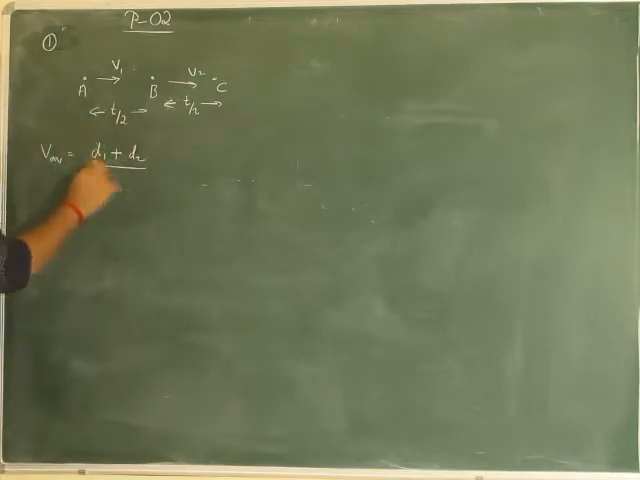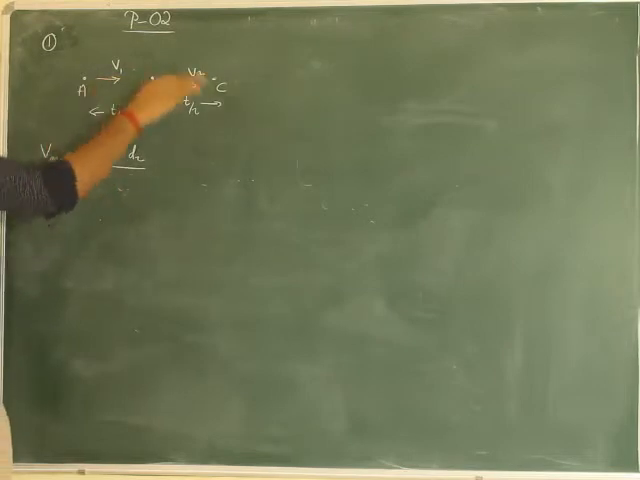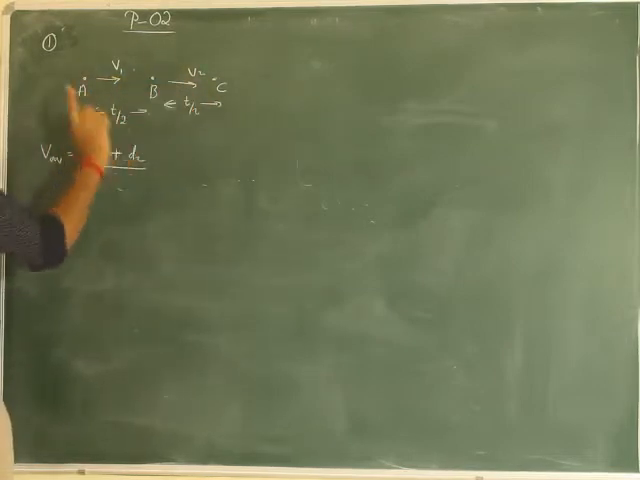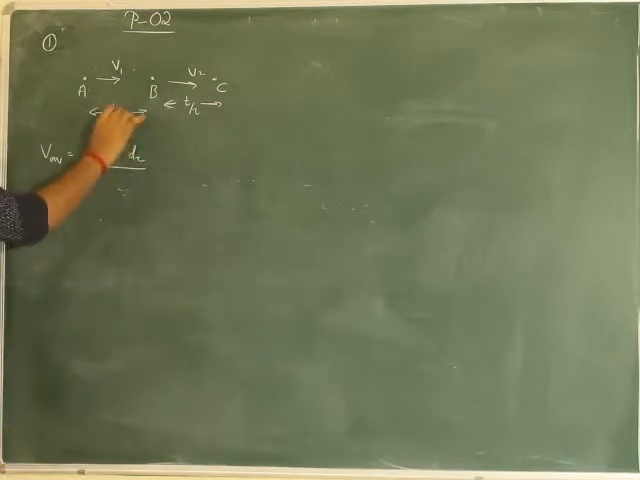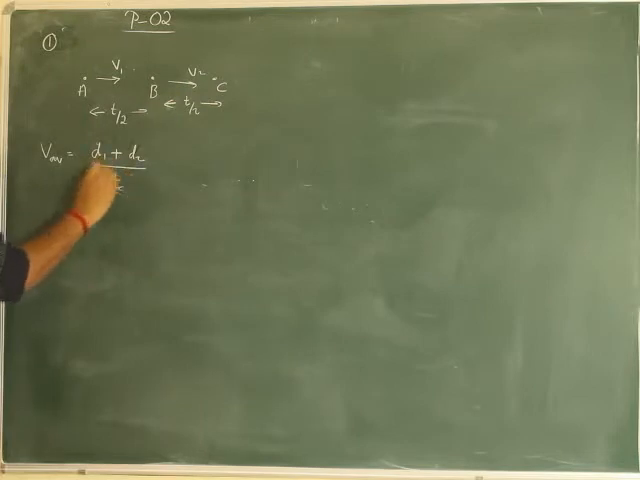Total distance traveled by total time taken, or total displacement by time taken. Okay, like that we can say, because it is unidirectional. Displacement and distance is one and the same. Next, total time. This half plus this half, totally I will be taking total time T.